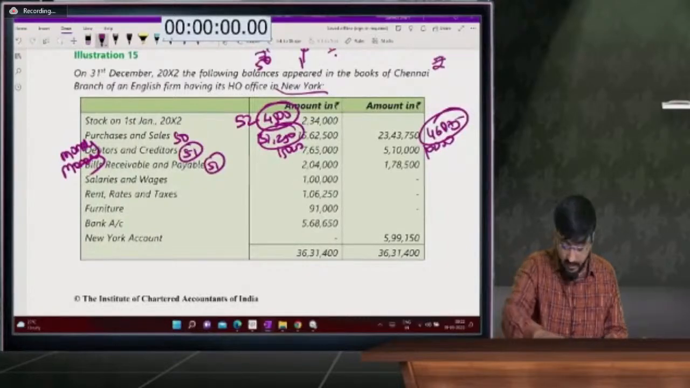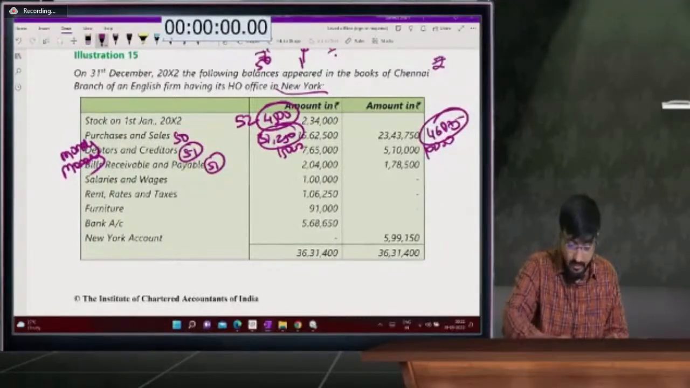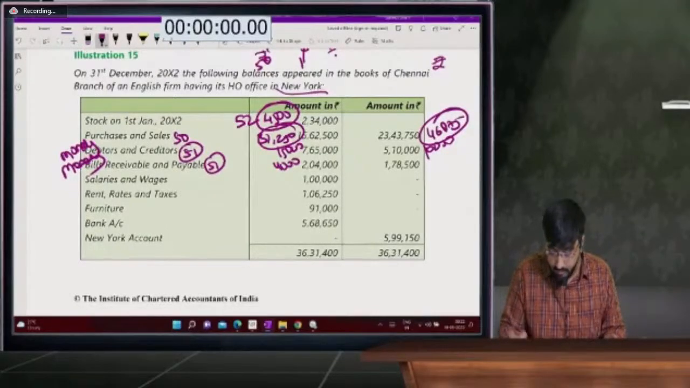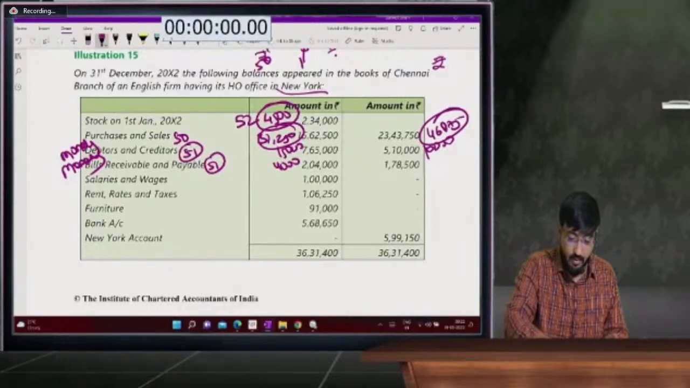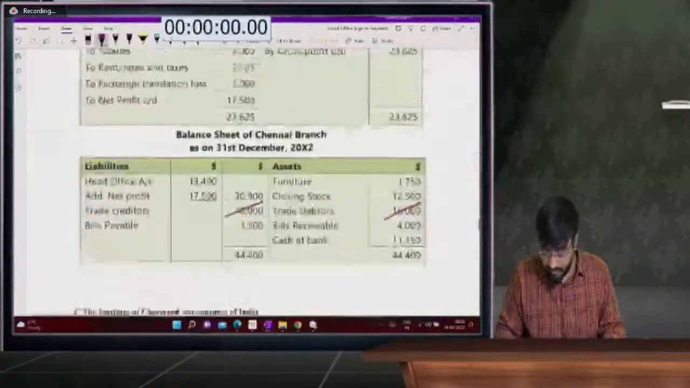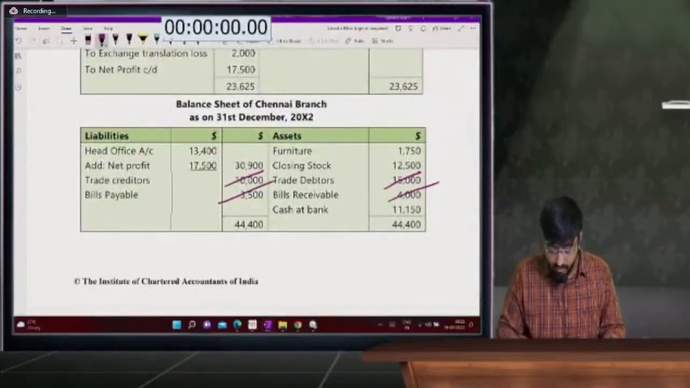Maurya, you are sending me answers, so don't worry. You can send me answers here. So 2,04,000 divided by 51 is 4,000, and 1,78,500 divided by 51 gives 3,500. So bills receivable on the asset side is 4,000 and 3,500. Yes, correct.